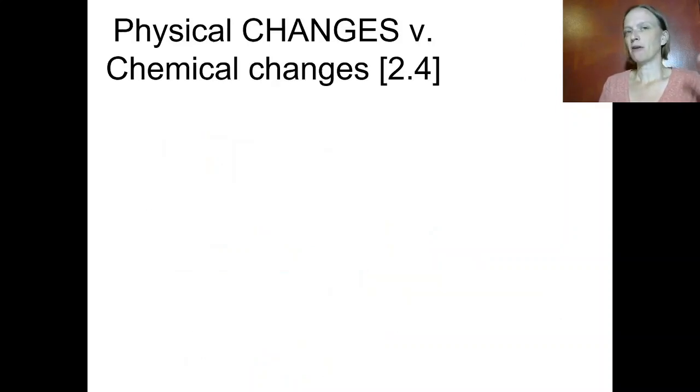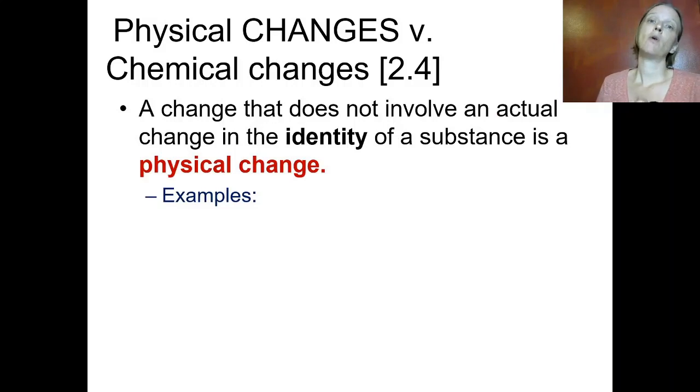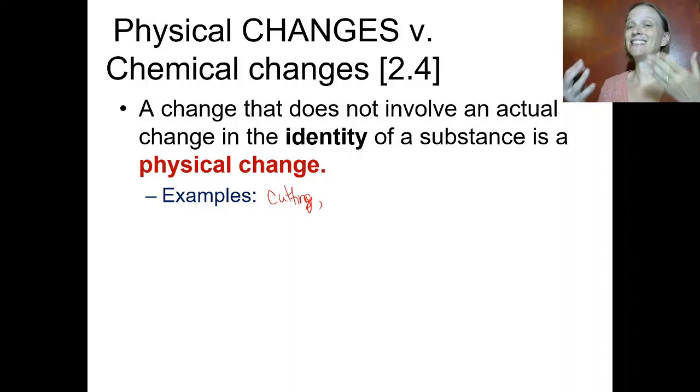So, again, talking about physical and chemical characteristics, now let's talk about physical changes versus chemical changes. A physical change is a change that does not involve an actual change in the identity of a substance. Some examples of these would be things like cutting. If I take a piece of paper and cut it into small pieces, that's a physical change. I still have paper. I have not changed the identity of the material. Therefore, it's not a chemical change, it's a physical change.